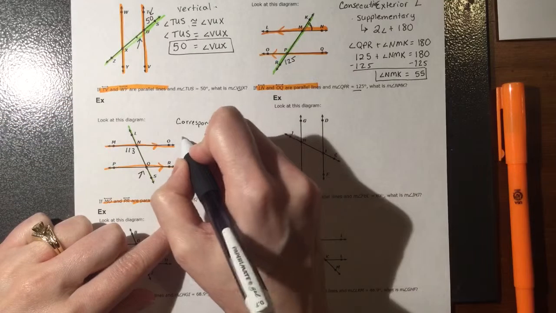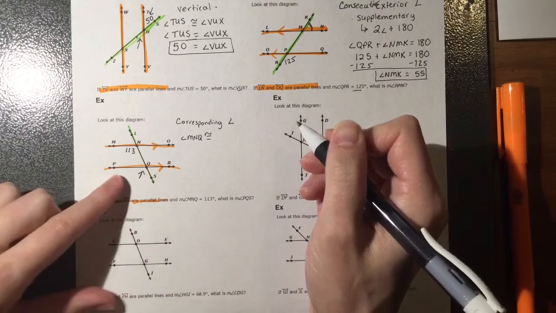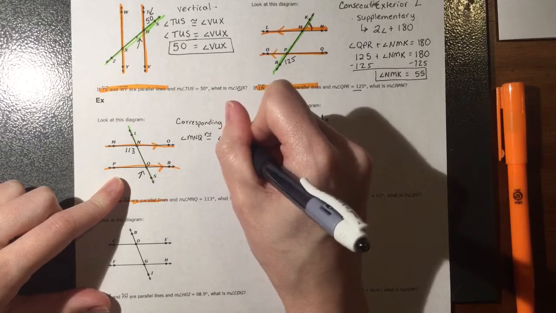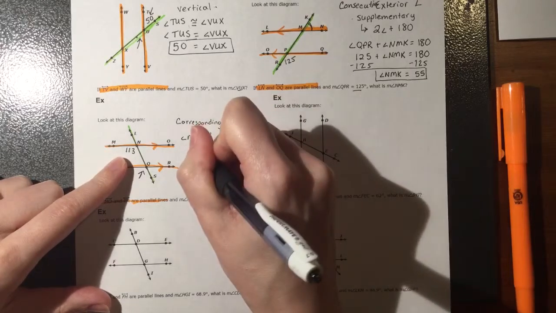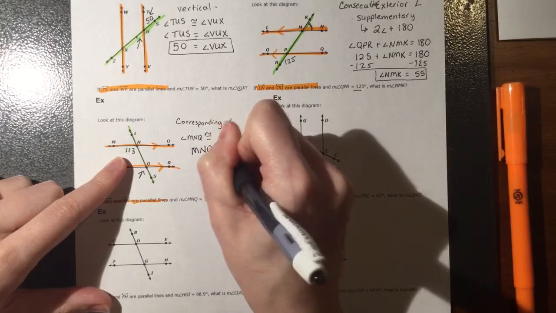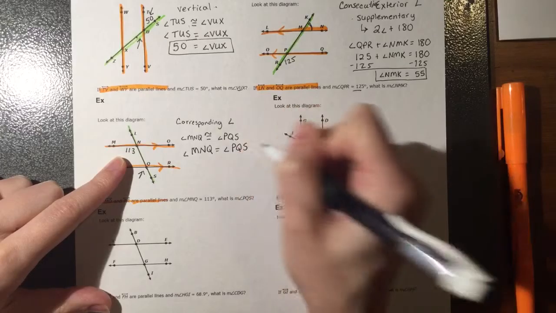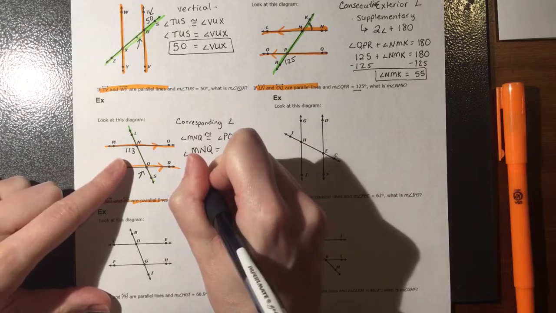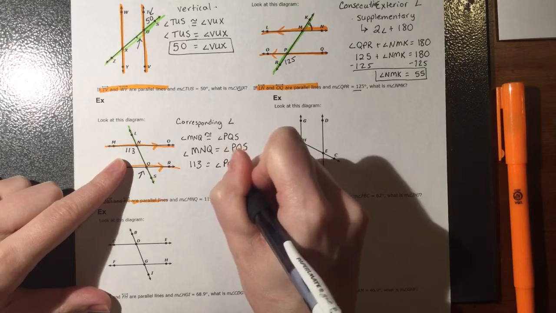So we're looking at angle MNQ, and we want to show that it's congruent to angle PQS. So MNQ, I've got to switch it to equals first. So MNQ is 113 degrees, is going to be equal to angle PQS.